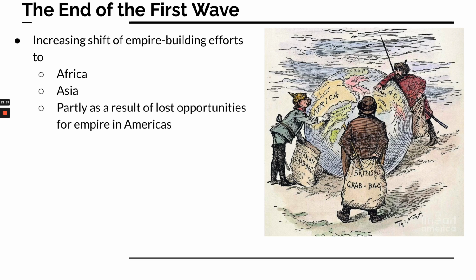Now, one of the things to understand is there are lots of reasons for this shift, but as you might have already guessed, one of the reasons that Europeans start to focus their efforts to build empires in Africa and Asia is that they've now been largely shut out of the Americas by independence movements and the growing power of the United States.